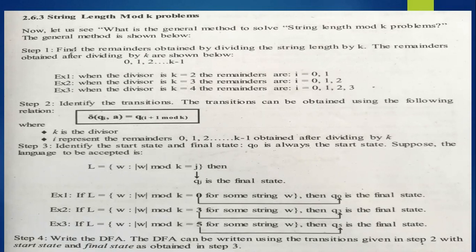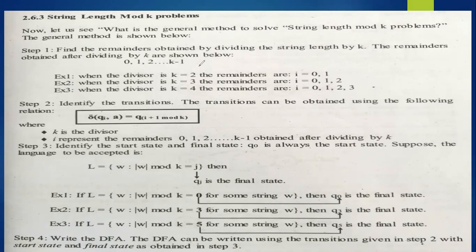First, we need to identify the divisor, the value of that particular k, and then we need to find the remainders. First we find the k, then we find the remainders. Find the remainders obtained by dividing the string length by k. The remainders obtained after dividing by k are shown below.